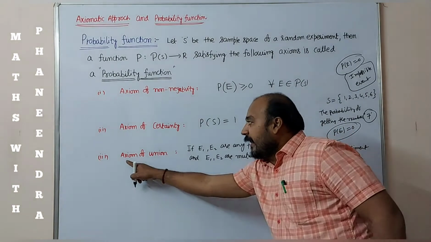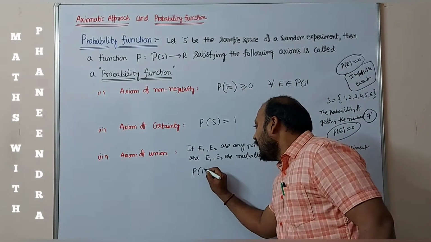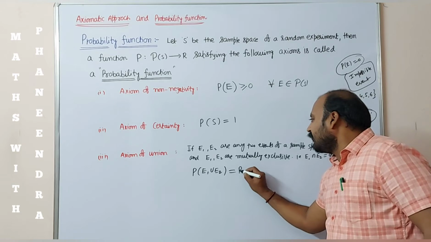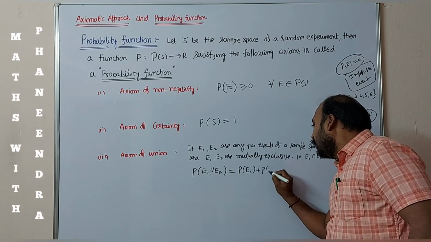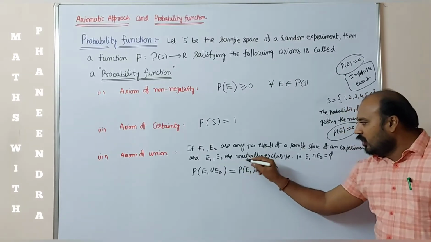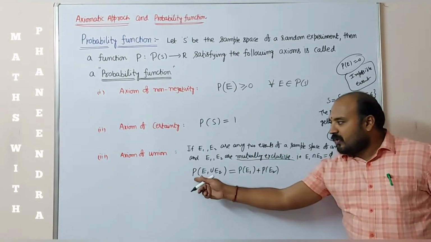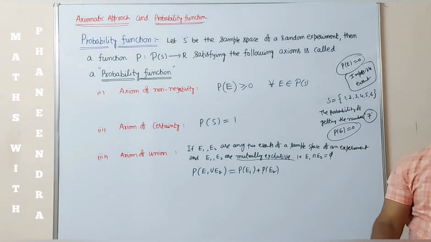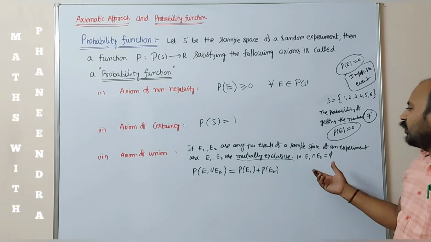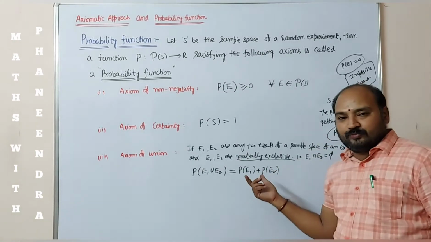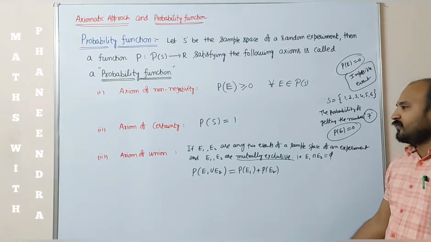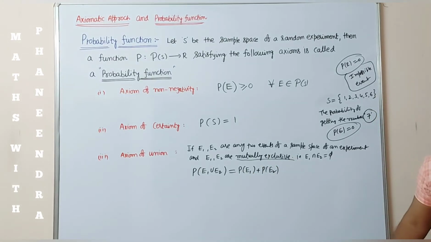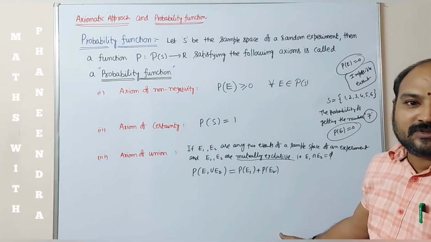So that time, axiom of union means probability of E1 union E2 is equal to P of E1 plus P of E2. Whenever E1, E2 are mutually exclusive, the probability of union of these two events we can write as probability of E1 plus probability of E2. Even if exhaustive, it will be applicable. I hope you understand that, dear students.